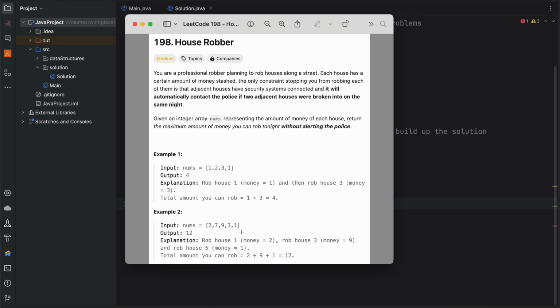Please note that these amounts are non-negative values, so we can assume that there will be no negative values here. And also, we can assume that the provided input array is never going to be null or empty. So how can we solve this problem using the dynamic programming approach?